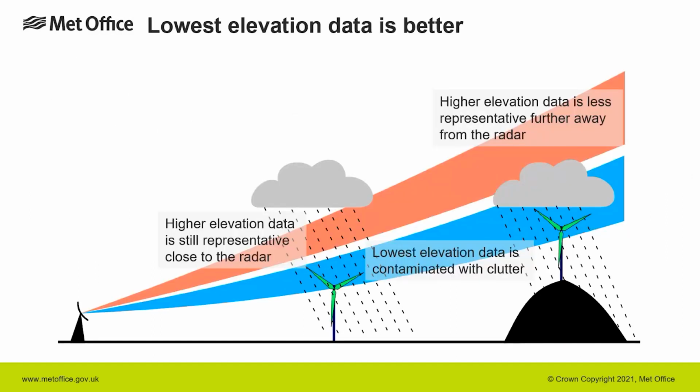So a quick refresher, with weather radars, you really want to have the lowest elevation data that you can possibly measure. In this exaggerated cartoon, you can see that the lowest elevation data is contaminated with clutter in both cases. Close to the radar, the higher elevation data is still representative, so we could still use that. Further away from the radar, you really want to know if you can use the lowest elevation data, and if it's not usable, then you've already lost a lot of the data.